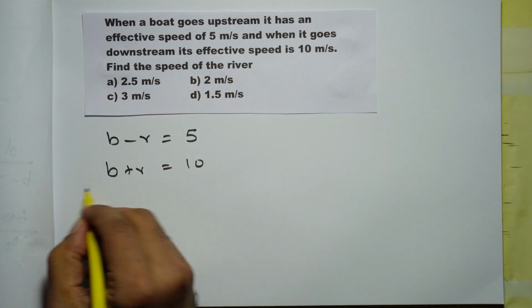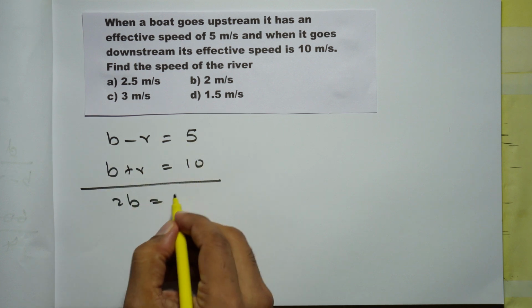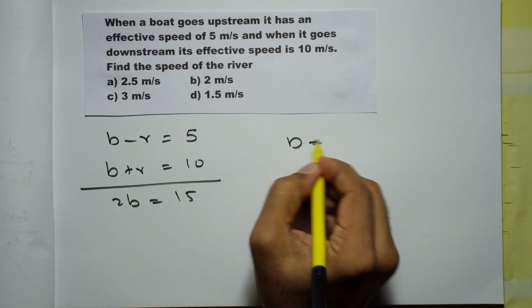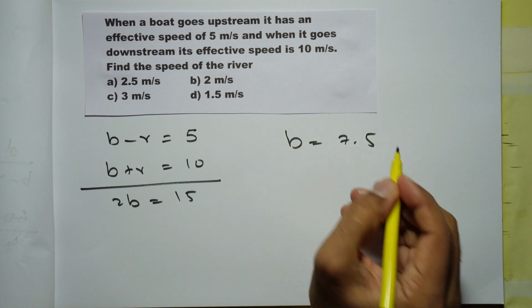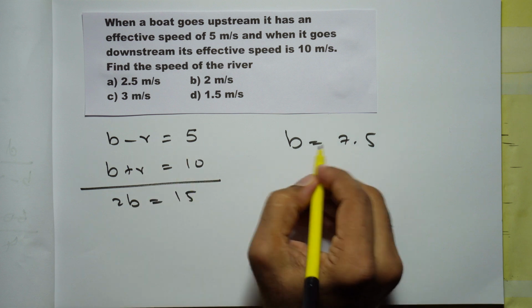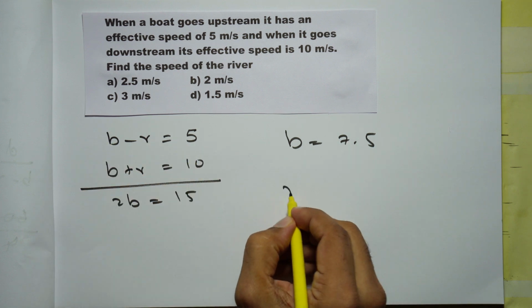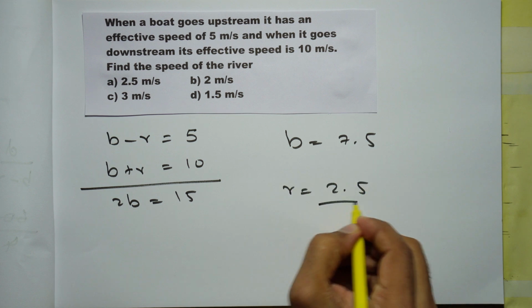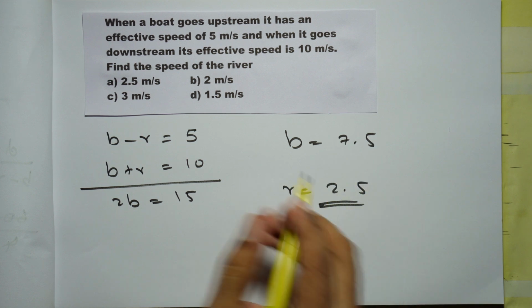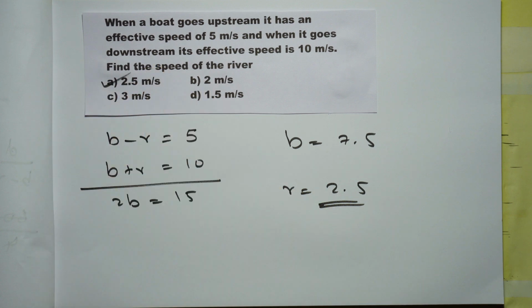So you have these two equations. I'll just add them up. You will get 2b is equal to 5 plus 10, 15. Or b, you will get it as 7.5. b minus r is equal to 5. b is 7.5. 7.5 minus 2.5 gives you 5. So r has to be 2.5. That is the speed of the river. That is option A, 2.5 meters per second.